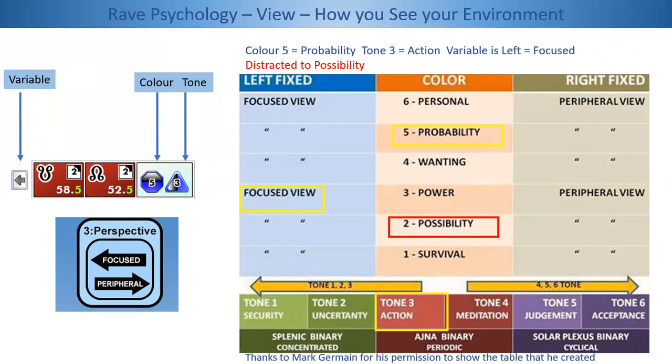So we're reading here again colour tone. So colour is 5, this is probability, and it's a focused view because the tone is 3, which puts it on the left-hand side. You notice always 1, 2 and 3 are left, 4, 5 and 6 are right. And this comes from the ajna, and it's called action. So this is a focused perspective on the environment, as opposed to the right variable, which would be peripheral. So this has a very focused view on the probabilities of what's being seen.